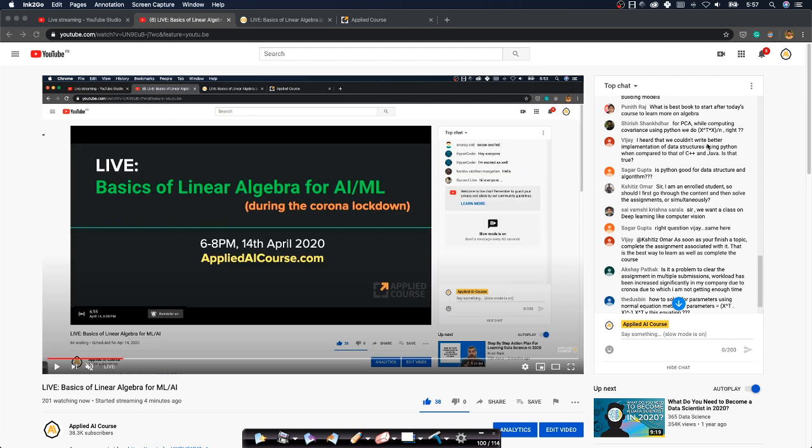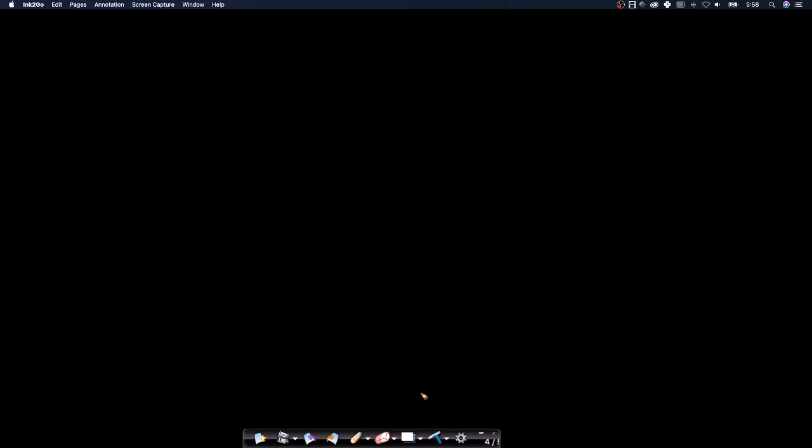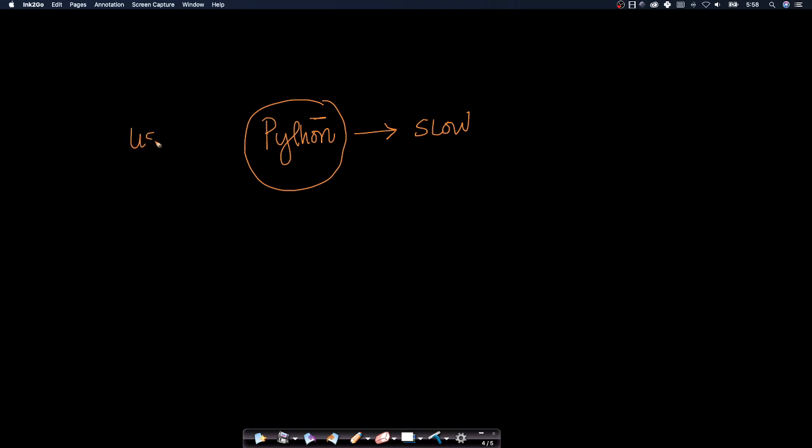I heard we couldn't write better implementation of data structures using Python when compared to C++ and Java. Is that true? That's a good question. The biggest problem with Python is it is slow. This is one of the biggest problems with Python. A lot of data structures and numerically intensive computation that we use in Python, for example a list or a dictionary, are all internally implemented using C++, because that's where the speed comes from.